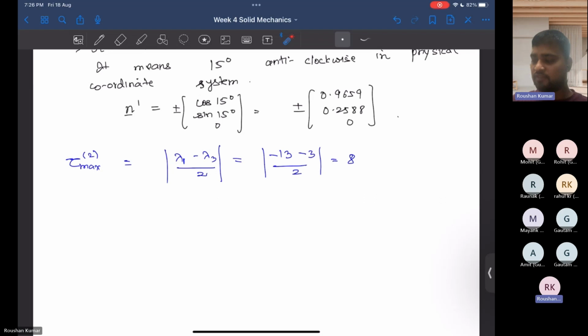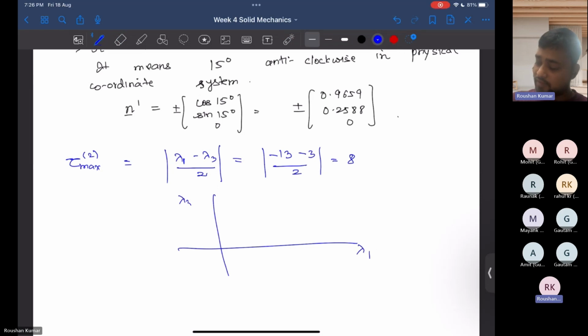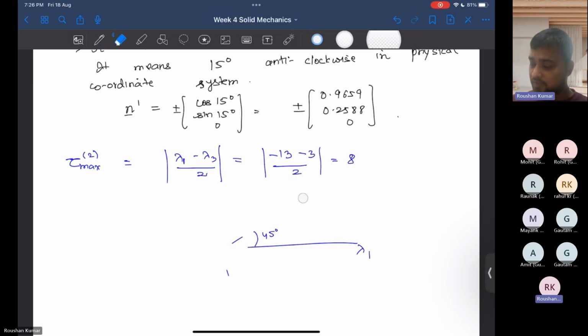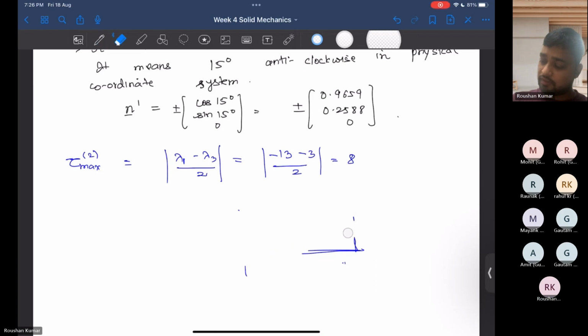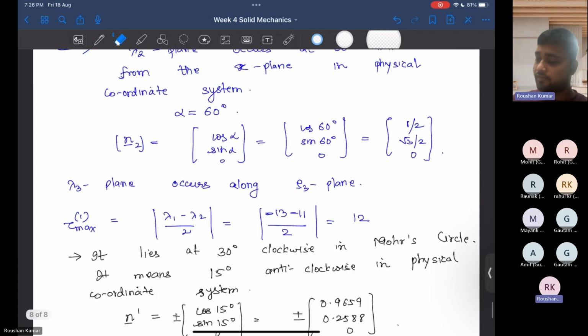So lambda 1 and lambda 3 planes are perpendicular to each other, and the maximum shear plane occurs at 45 degree from the two principal planes. So suppose we have two principal planes, lambda 1 and lambda 3. The maximum shear stress occurs at 45 degree from the two principal planes. So it is basically the resultant. How can we find this plane? We know these two perpendicular planes, and we find the plane at 45 degree. So basically this is the resultant of these two planes. So we can find it this way.